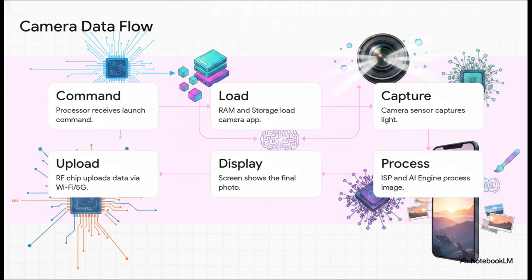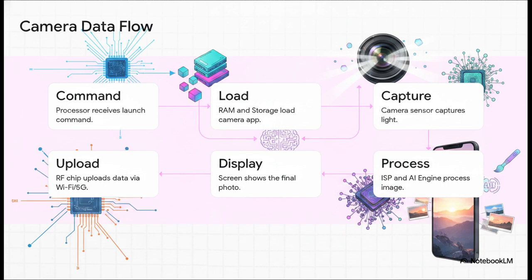Step 3, the camera sensor captures the light. Step 4, the ISP and AI engine step in to instantly process and improve that image. Step 5, the display shows you the final photo. And finally, Step 6, the RF chip uploads that data via Wi-Fi or 5G. The processor coordinates all of these separate components flawlessly, literally in a fraction of a second.